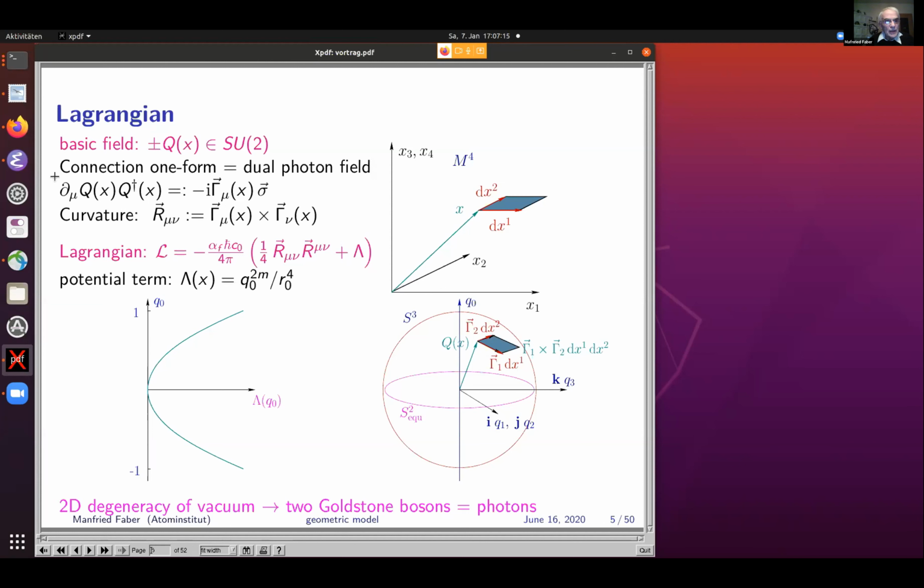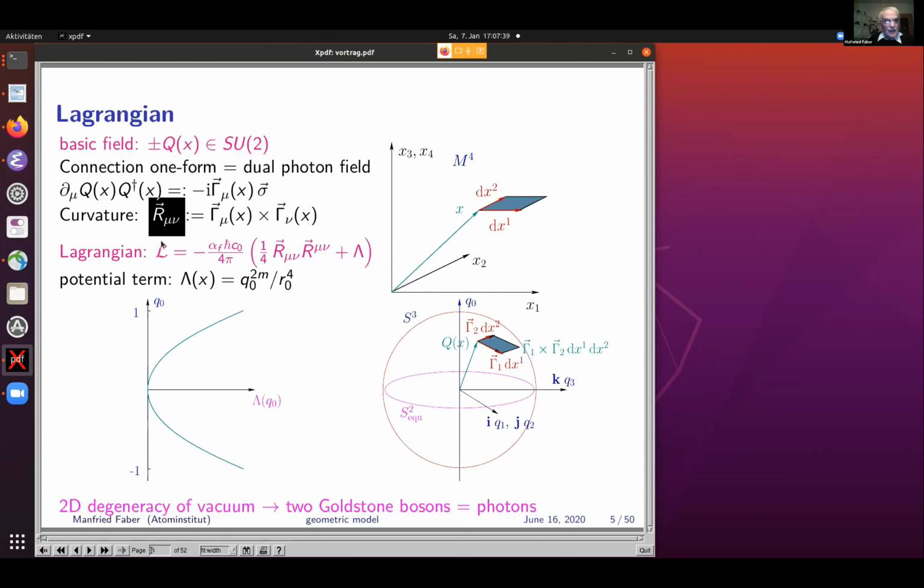And with d mu Q, Q dagger, I can define these vectors, gamma mu vector. With two vectors, I can get an area, and this is nothing else than gamma mu cross gamma nu. And this I call curvature, because it has exactly the same formula as curvature in gravitation and in QCD.